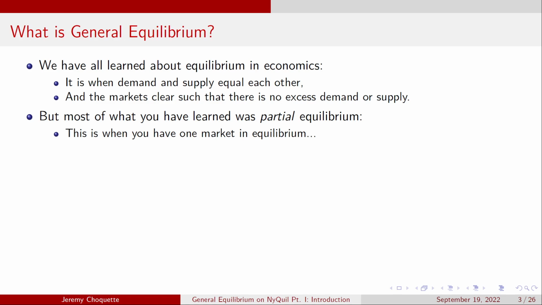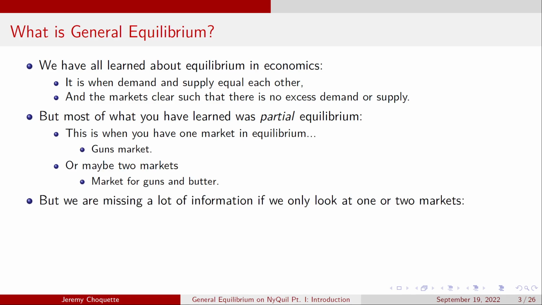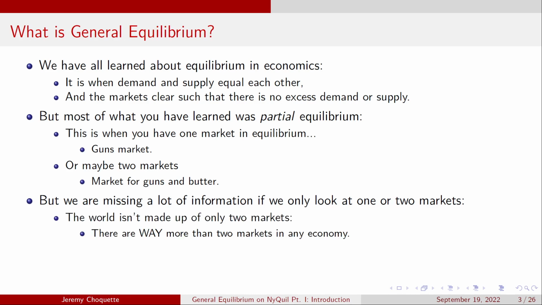It's when you've got one market in equilibrium, say the guns market, or maybe two markets, like guns and butter. But there's a lot more than just two markets in the economy. The economy's filled with tons of markets. So if we're only modeling one market, we're missing a lot. We're leaving out a lot of super vital, useful information that could otherwise be incorporated by only looking at these one or two markets.